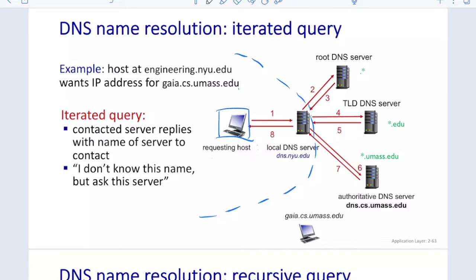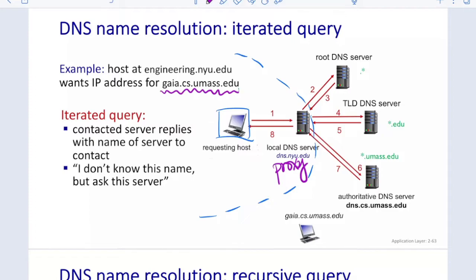So it's me. We have a requesting host. I would like to query what is the IP address of gaia.cs.umass.edu. That is my query. What is a local DNS server? Actually, it is a proxy. It is very similar to an HTTP proxy.